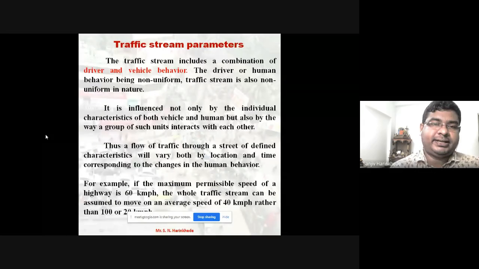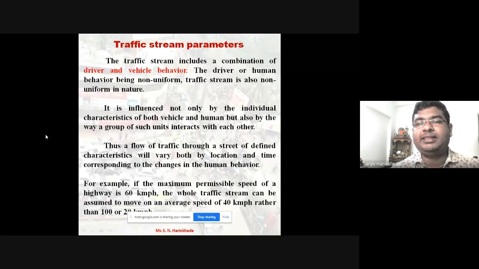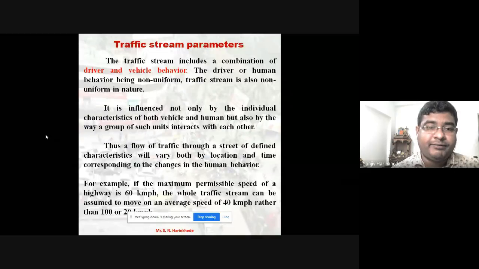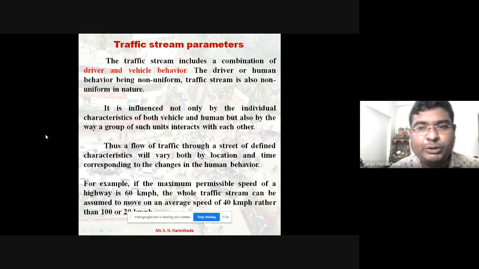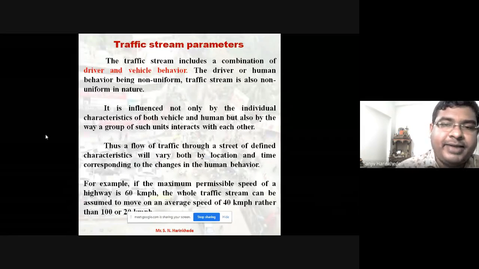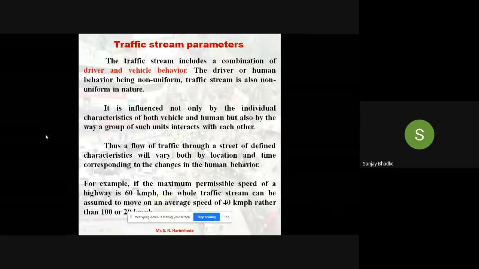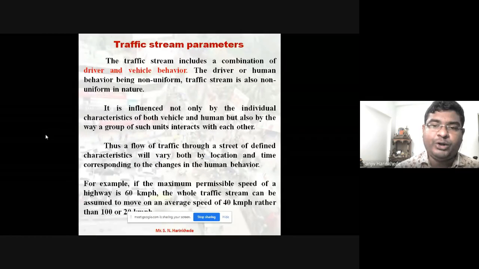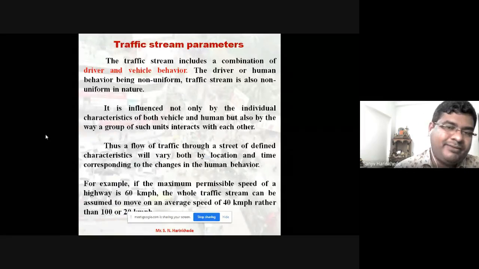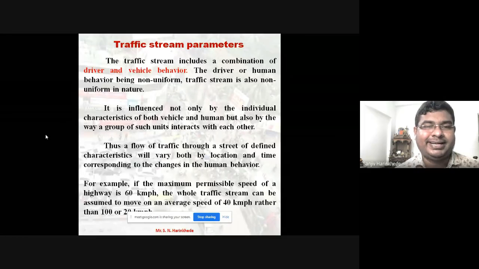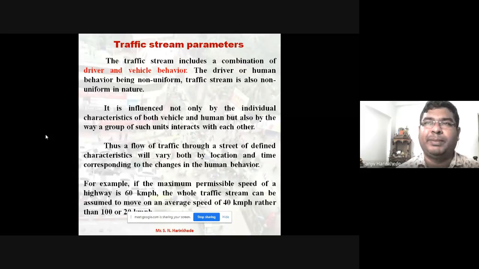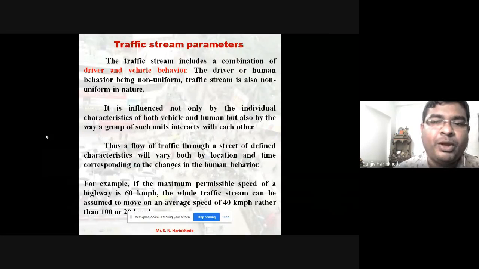The traffic stream parameters basically depend on the driver and the vehicle behavior. We know that human behavior is non-uniform in nature. So that's why the traffic stream includes the combination of driver and vehicle behavior. The driver or human behavior being non-uniform, the traffic stream is also non-uniform in nature. For example, anyone can drive on the wrong side or on the pedestrian side. These are the non-uniform nature of the traffic stream.